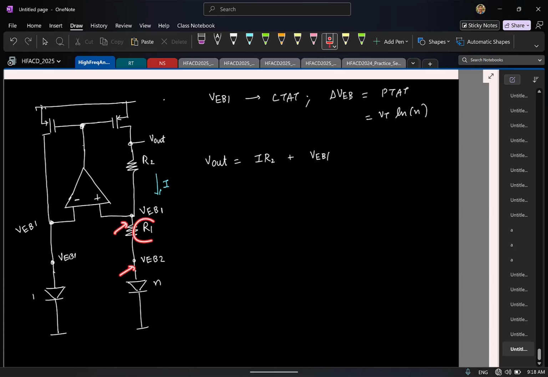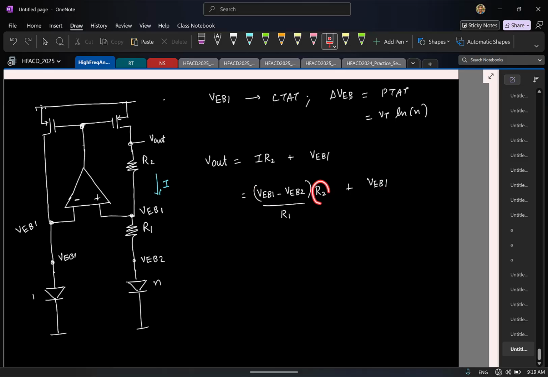VEB1 minus VEB2 by R1, right? And that's essentially your PTAT, right? So this is VEB1 minus VEB2. This is your PTAT voltage divided by R1 times R2. Same thing, I'm just rewriting so that we can get some idea as to how to get a smaller output voltage. That's all. So CTAT voltage, PTAT voltage.